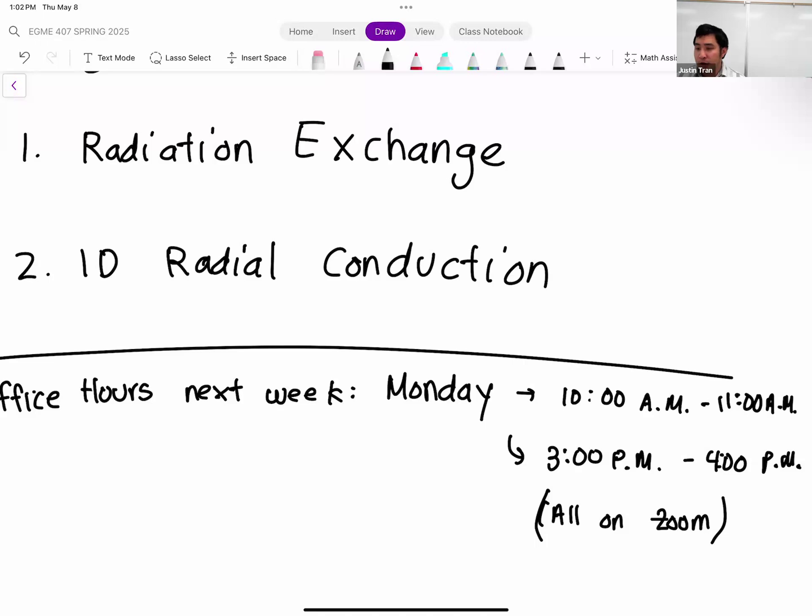Solutions for homework 7: it's due tonight, so I'll post it tomorrow night so that you'll have that for your studying as well. All right, let's go ahead and get started.